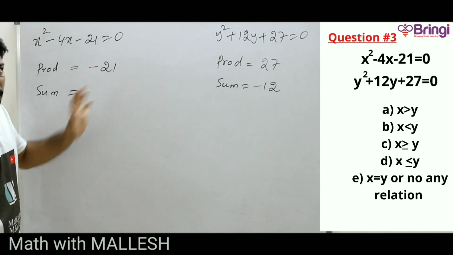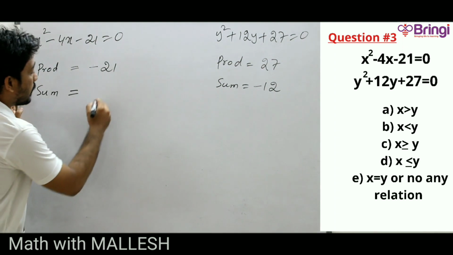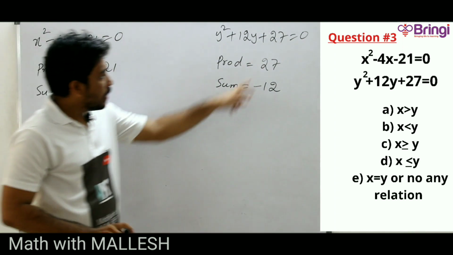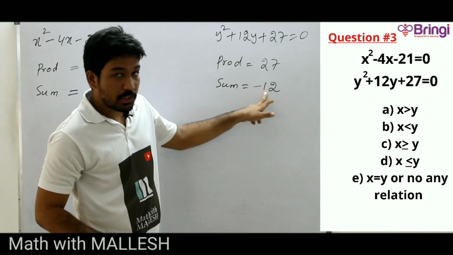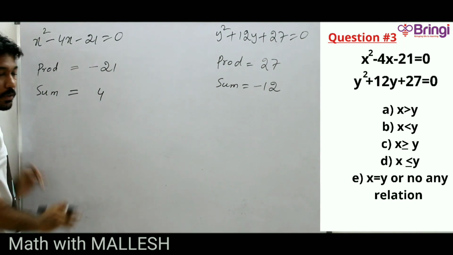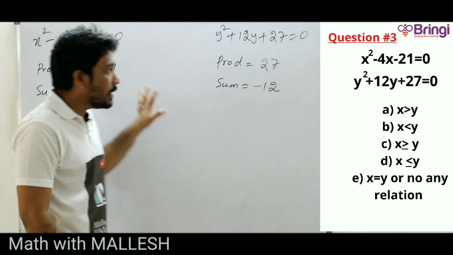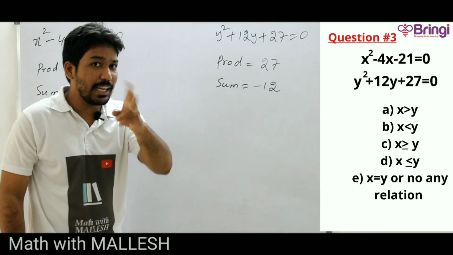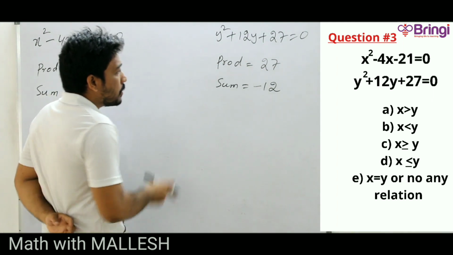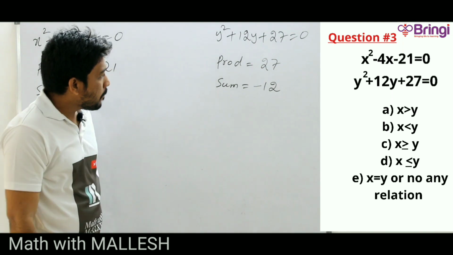Next, what is product value? -21. Why? Because -21 is there. And what is sum value? -4 is there, so positive 4 will come. This is clear. 27 product and -12 is sum, and -21 as it is product and +4 is sum. Now this is the major part of solving quadratic equations. And tell me or comment your values. उसका product 27 और उसका sum -12.